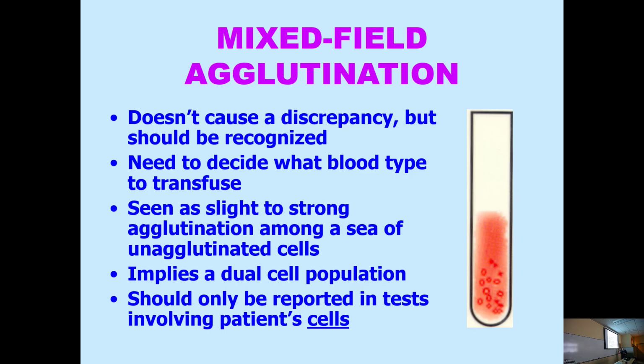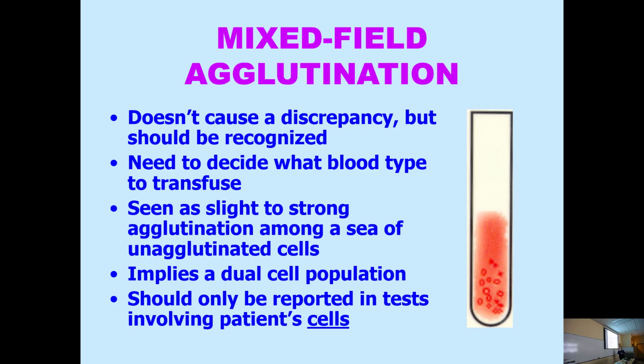Seen as a slight or strong agglutination among a sea of unagglutinated cells. So let's say I got a whole lot of O blood, and I'm a type A, and there's so much O, let's say I'm 50-50 even, right? I got 6 units of O. If I go against my anti-A, half of my cells are going to be completely negative floating around, and half of my cells are going to have like a 3+ reaction, because the A is reacting with the anti-A. So that's what we're looking at when we're looking at something like that.